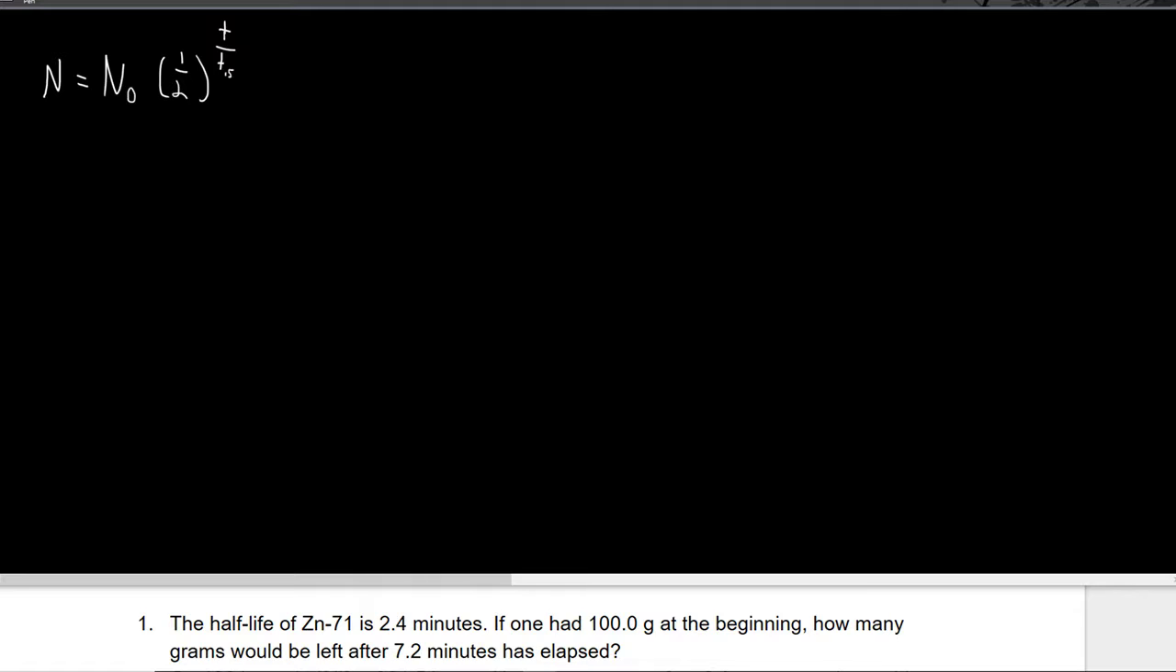Really, what half-life is, besides being the title of a very popular PC game, it's actually really good. Half-life is how long it takes for 50% of the atoms of a radioactive isotope to decay, for them to undergo this kind of decay reaction.